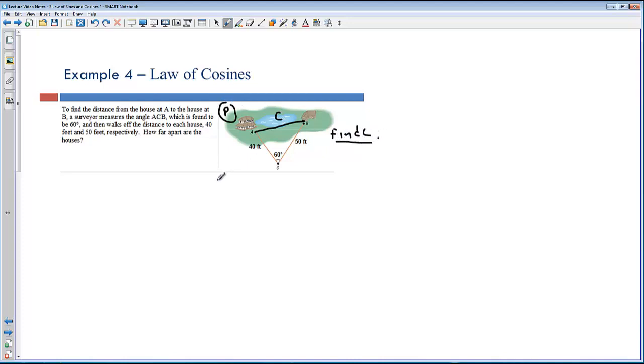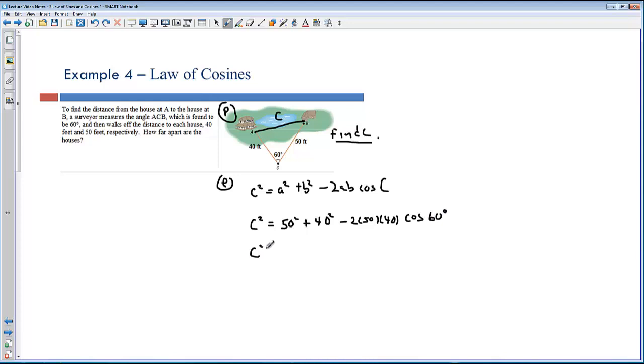And so to find C, I'm going to use the law of cosines. So it's going to be C squared equals A squared plus B squared minus 2AB cosine of C. And it's really sort of just a plug and chug. So C squared is going to equal, let's let this side be A, so 50 squared plus 40 squared, and then minus 2 times 50 times 40, and then cosine of the angle, which is 60 degrees.